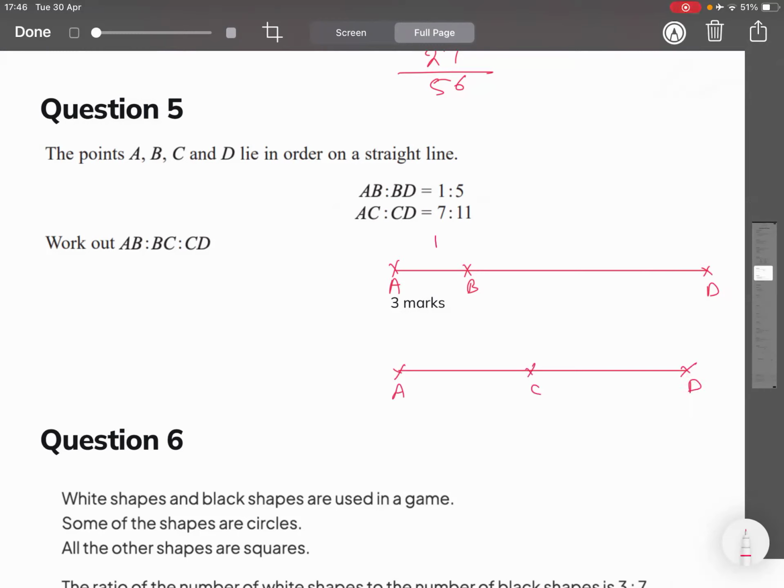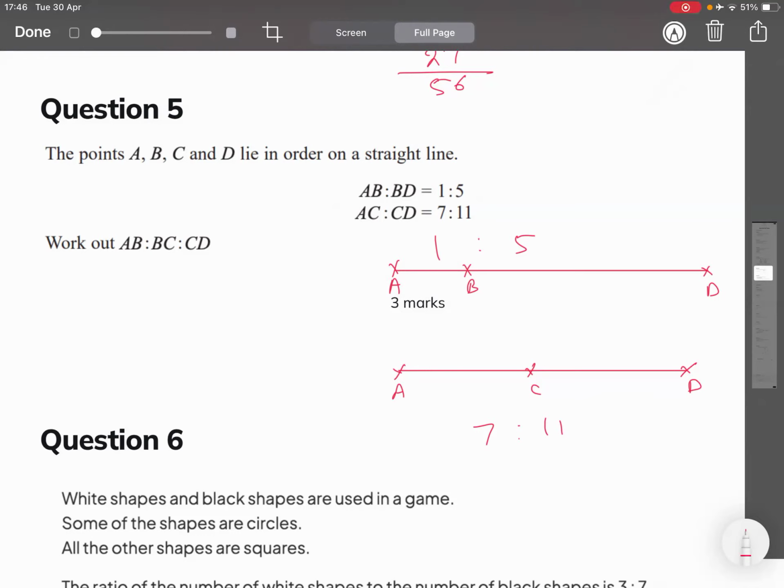This is a ratio of 1 to 5. And this is a ratio of 7 to 11. I can't merge using the 1 or the 5 or the 7 or the 11. Can you see what's common in both ratios? The fact that they're both from A to D, aren't they? So surely the total is the same.